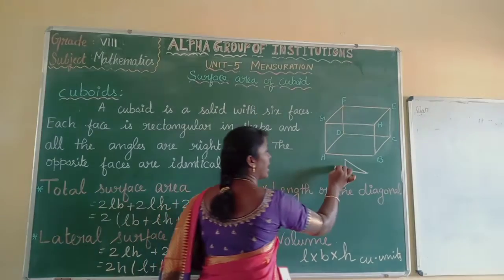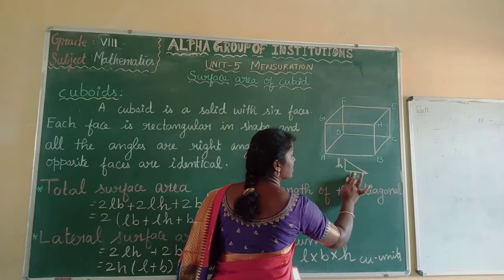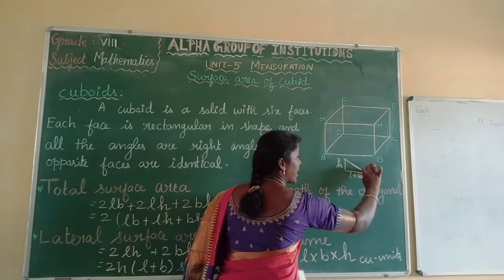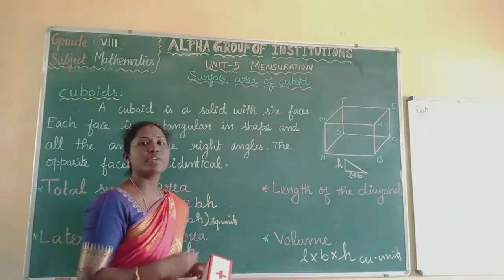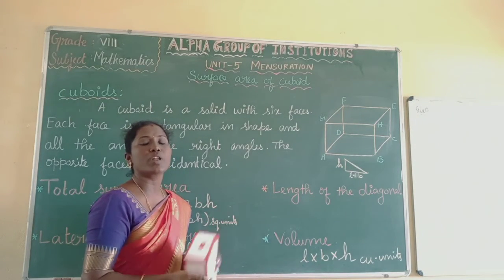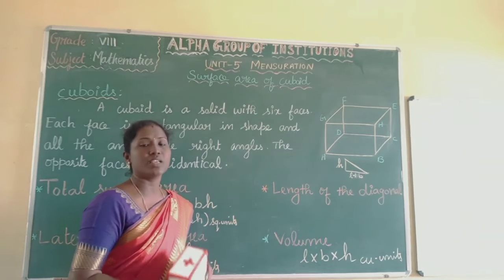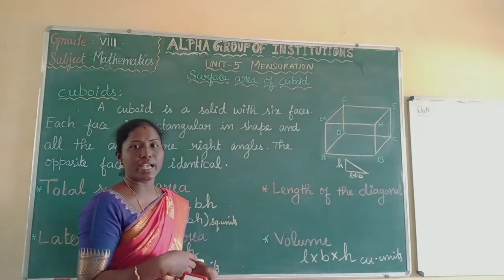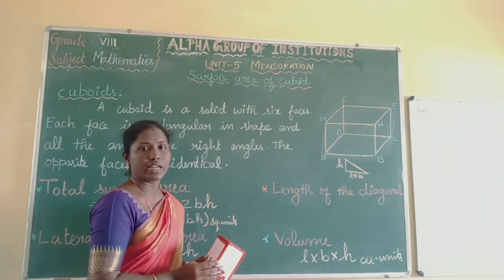It includes the height, and this side includes the length and breadth. This will be length plus breadth, and this is the diagonal. The length of the diagonal is given using the Pythagoras theorem: the square of the hypotenuse is equal to the sum of squares of the other two sides. Using this concept only, we have created the formula for the length of the diagonal. If we cut and see the diagram, we will get a right angle triangle, and based on that we are creating it.